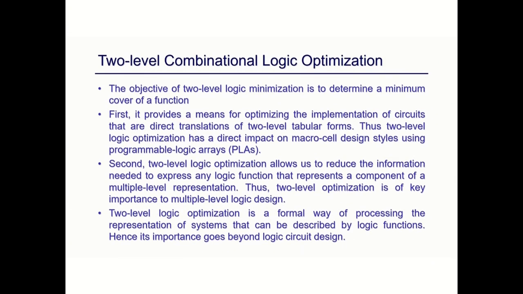So, two-level combinational logic synthesis. Here the objective of two-level minimization is to determine the minimum cover of the function. What is the minimum cover? Minimum cover means we apply all these properties of Boolean logic, that is, how the neighboring cells can be accommodated, and they give us a minimum number of values which can define a particular unit. This is the cover.